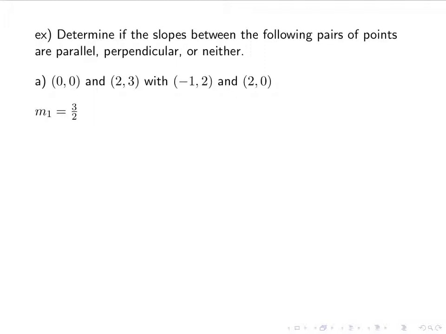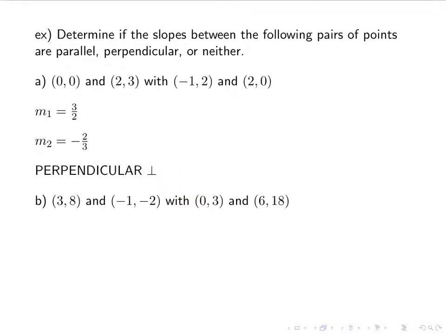So the slope of the first line is 3/2, and if we find the slope of the second line, we get negative 2/3. And then we ask ourselves, are those slopes equal? No. Are they negative reciprocals of each other? Yes. One is positive, one is negative. One is 3/2, the other is 2/3. So this means they are perpendicular. And this symbol right here is a symbol we use for perpendicular lines. It's a vertical line and a horizontal line.